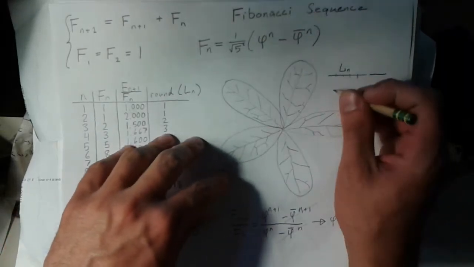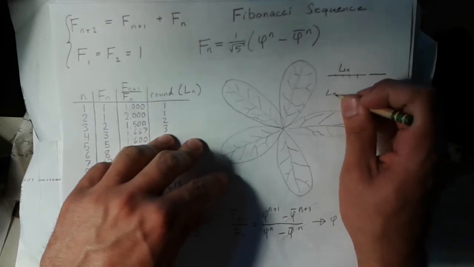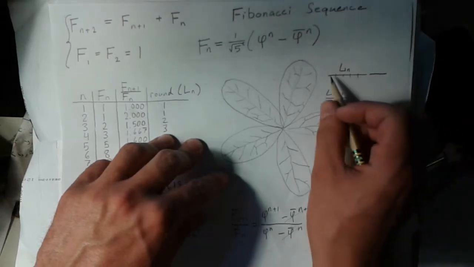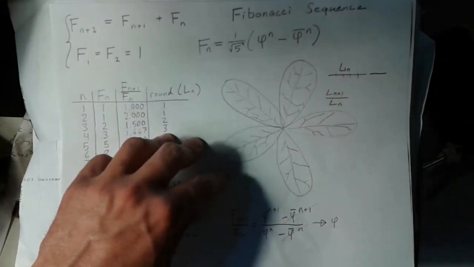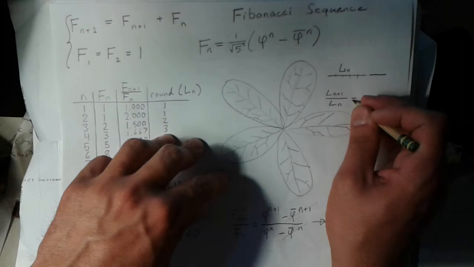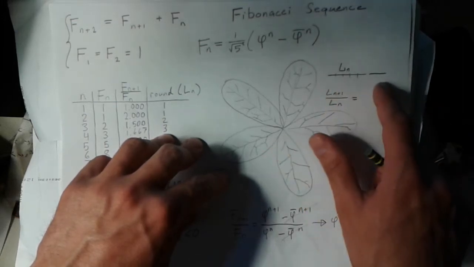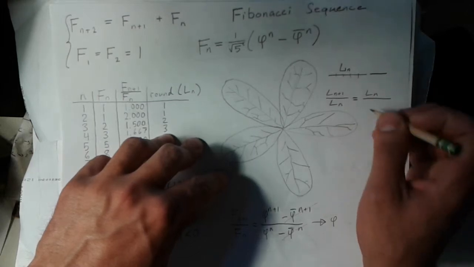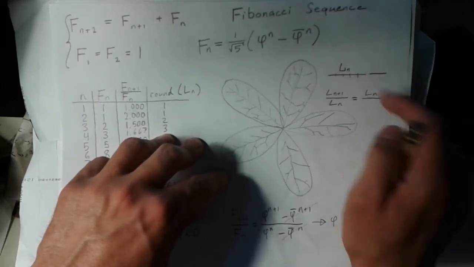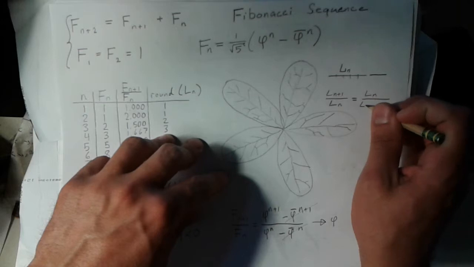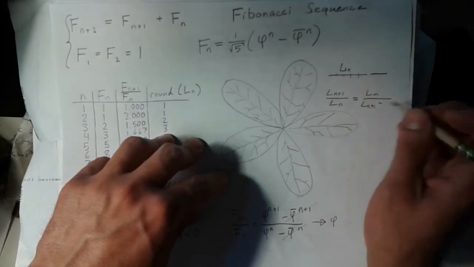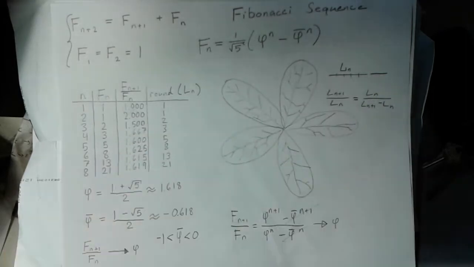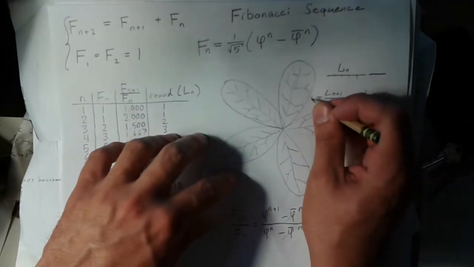Well, one way I could choose it is I could say I want the ratio between the new amount that I have and the current amount that I have to be equal to the ratio of how much I have now and how much I'm going to add. So that would look something like this. This amount that I'm going to add would just be the new amount, Ln plus 1, minus the current amount. And as I showed before, well, it was more of a definition, this is just the golden ratio.